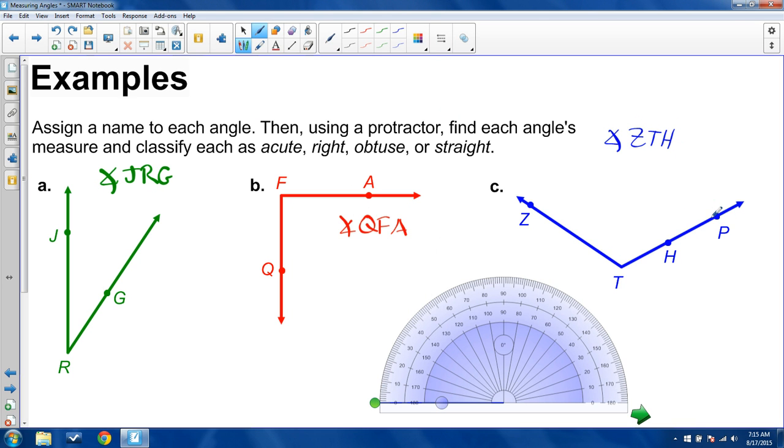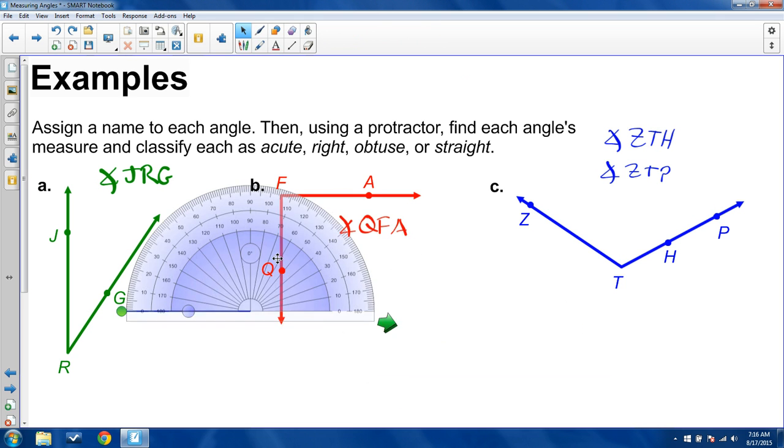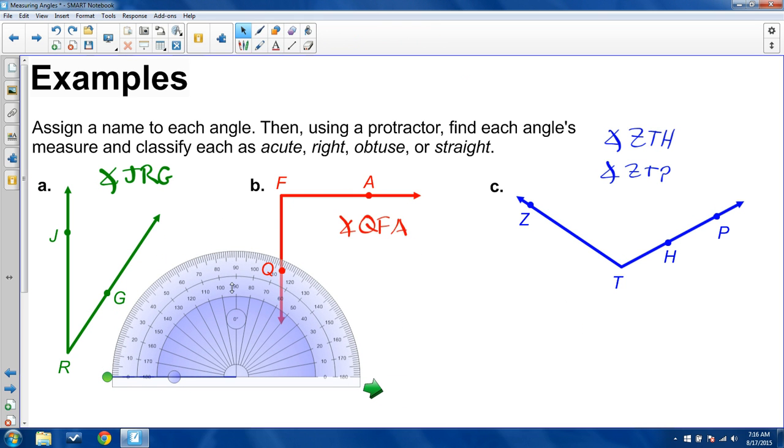Notice how there's another point on this ray as well. I could have called it ZTP, or I could have done HTZ or PTZ, right? So it doesn't matter which point here, but I don't want to call it angle PTH, for example. That wouldn't make any sense. I need to draw it to this next point somehow. So you can use either point on there to make it happen. Okay, now let's use the protractor. So here's what a protractor is. You see these numbers right here.